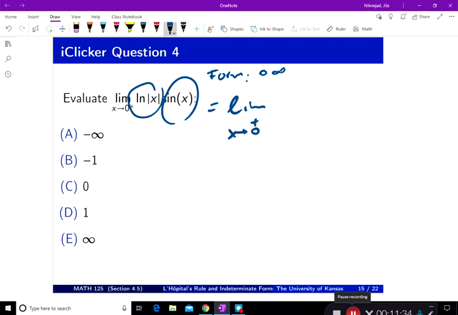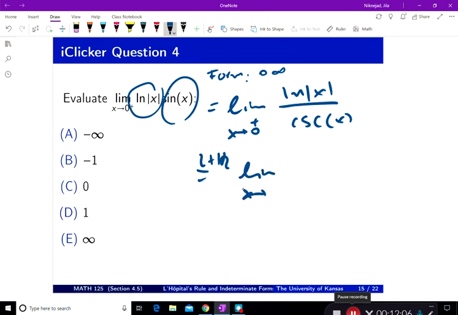Again, I don't like 0 times infinity. I either want both of them to be infinity over infinity or 0 over 0. So this is helping me. I'm keeping natural log of the absolute value of x on top, and then take the 1 over sine of x to the bottom, which is cosecant of x. And then over here, use L'Hopital's rule.